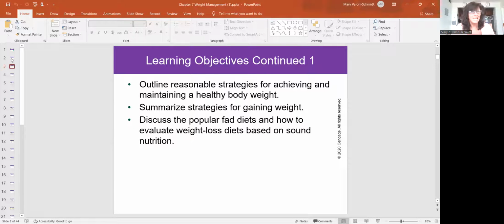Summarize strategies for gaining weight. Not the biggest problem in the world, but still some people have that problem. And we're going to discuss fad diets, how to evaluate these diets based on sound nutritional advice.